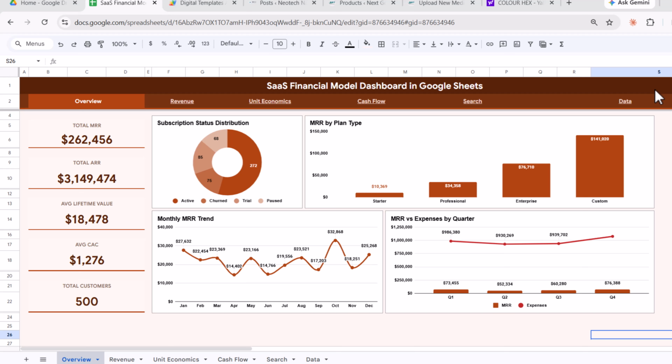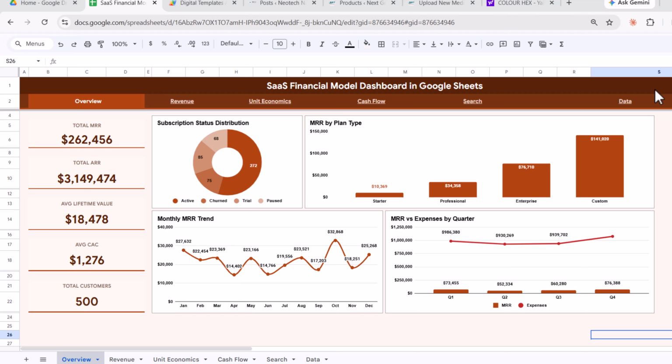Today we are looking at the SaaS Financial Model Dashboard in Google Sheets. If you run a SaaS business or manage subscription-based revenue, this dashboard gives you a complete financial picture covering your recurring revenue, unit economics, cash flow, and much more. Let's dive right in. We start with the overview page.